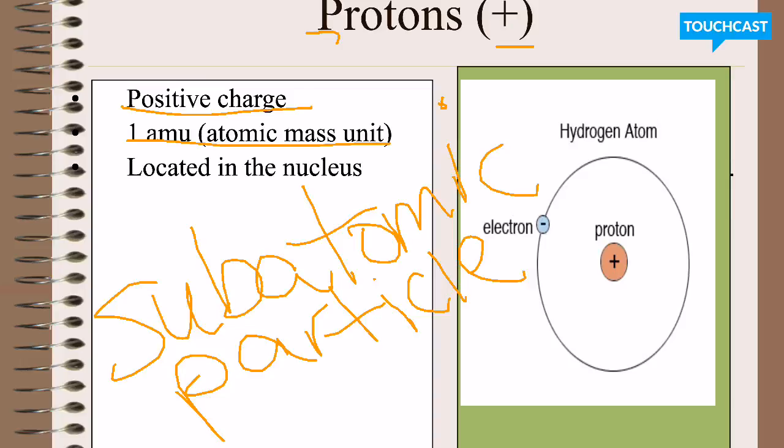AMU stands for atomic mass unit. So, we don't measure this in chickens or inches or feet or liters. We measure these in atomic mass units. It's so small that you can't measure it any other way. I mean, we can't even see these things. It's not like you can look at your pencil lead and say, oh, I see 1 atom of lead. You can't do that. Then the protons are also located in the nucleus, okay?